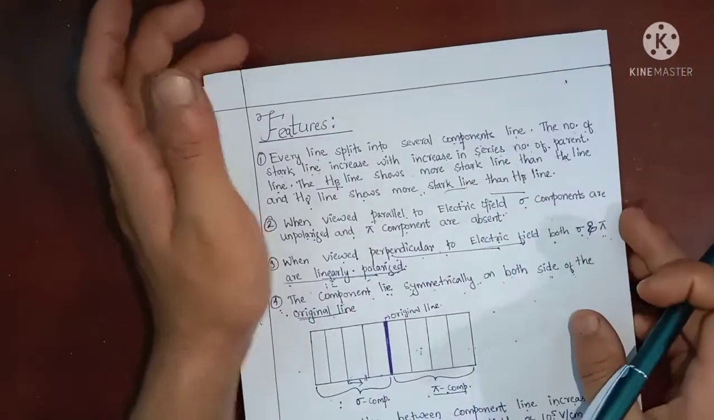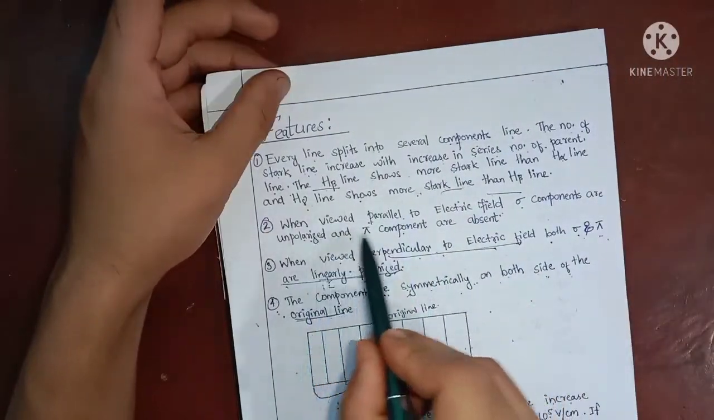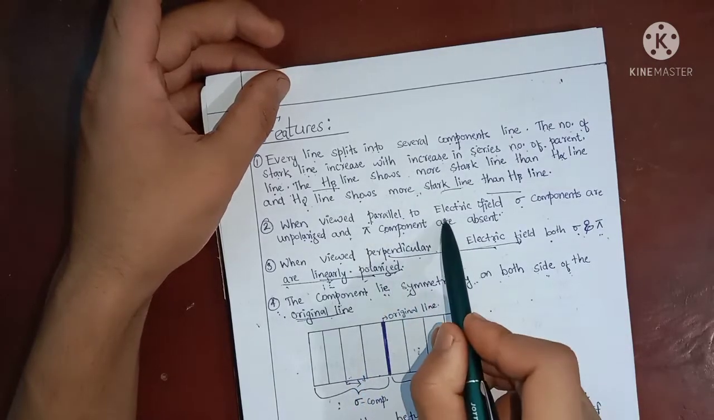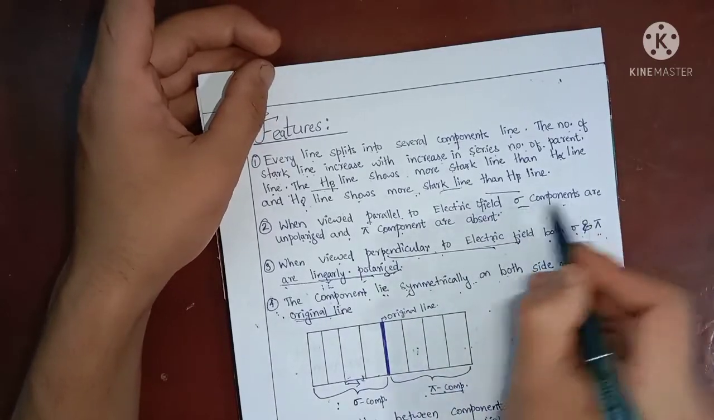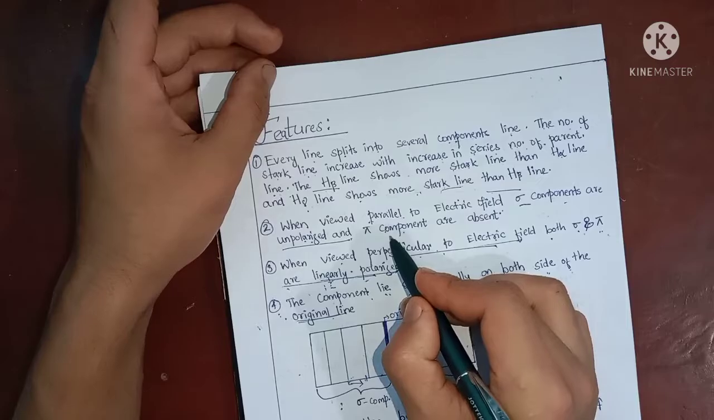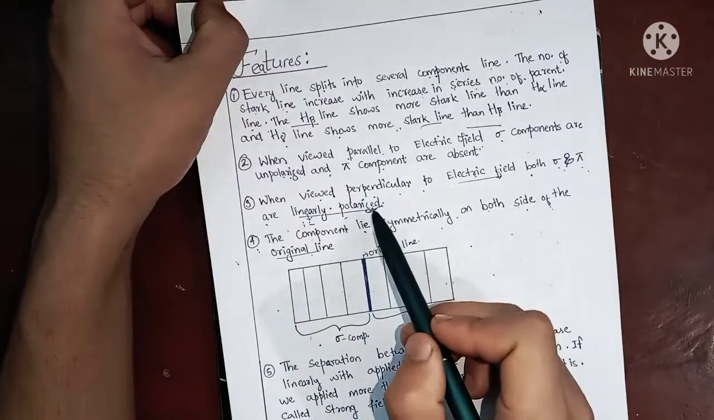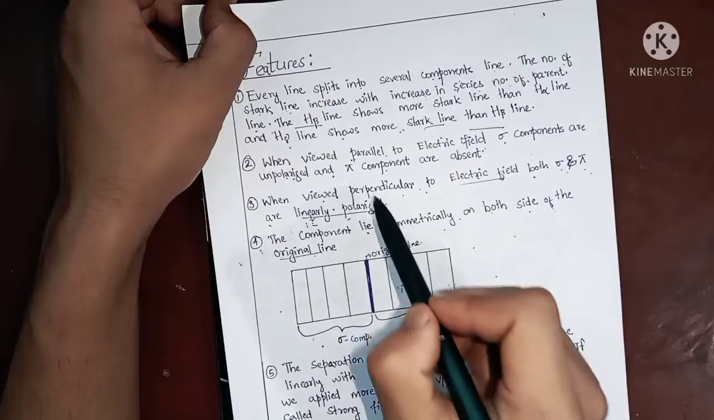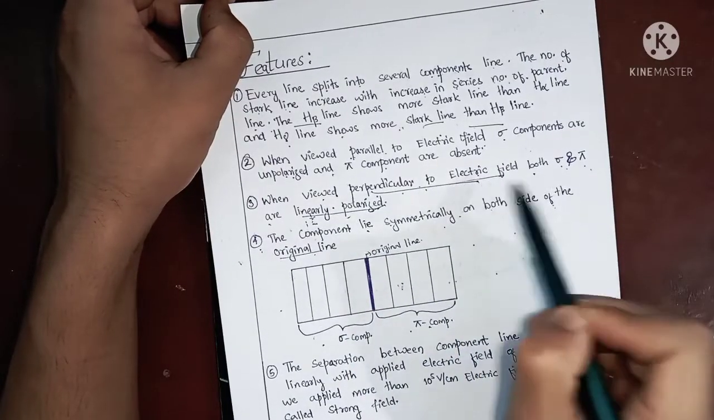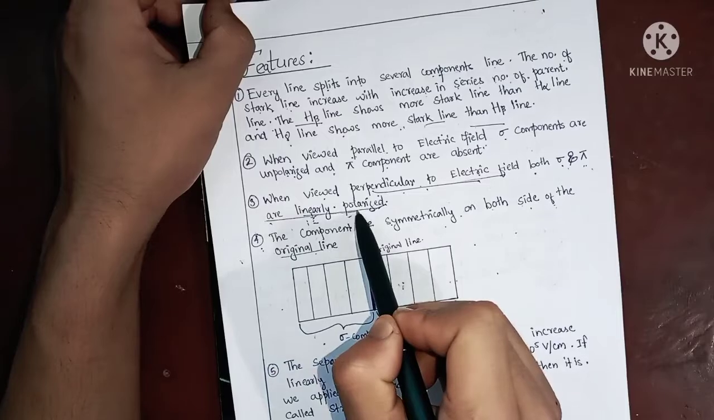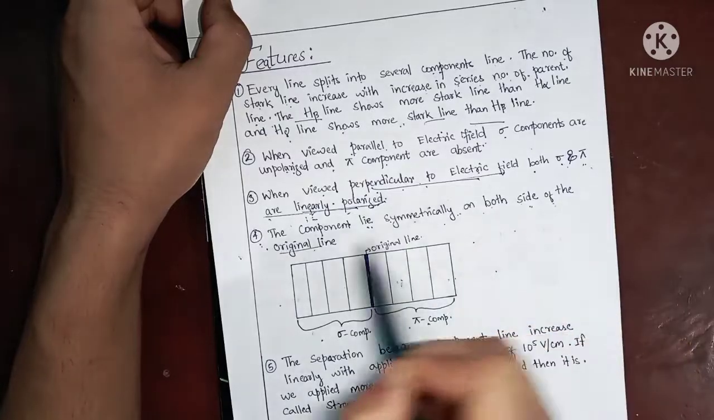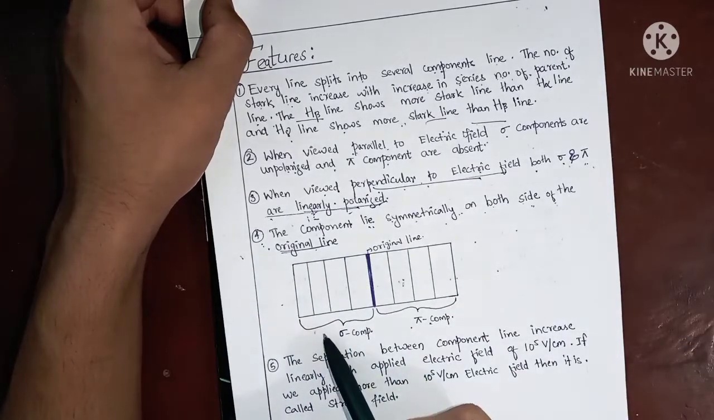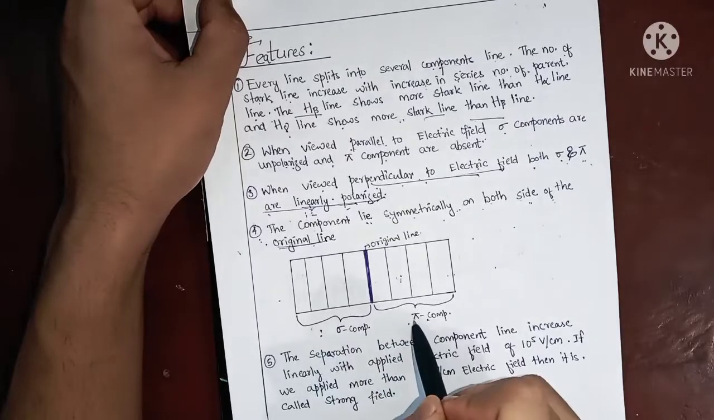So in the second point, if we observe the Balmer series in an applied external electric field which is parallel to the observation direction, then we see that the sigma components are unpolarized and the pi components are absent. If we observe the Balmer series by applying an external electric field which is perpendicular, both sigma and pi components are linearly polarized. In the fourth point, the components lie symmetrically on both sides of the original line. That means on the left side we have the sigma component, and on the right side we have the pi component.